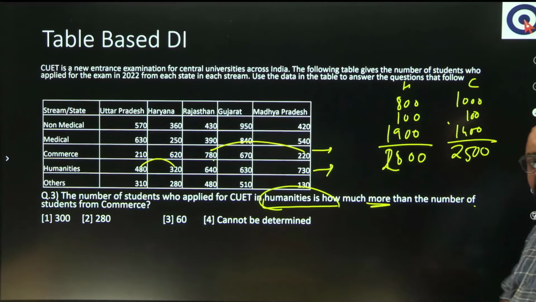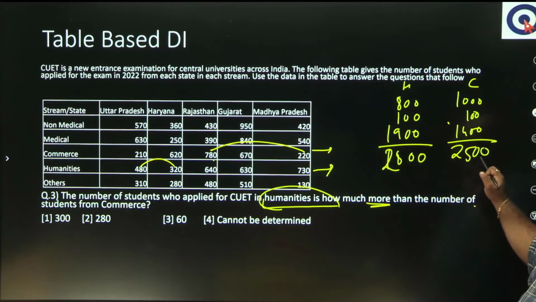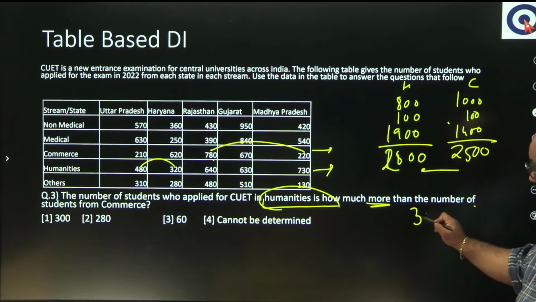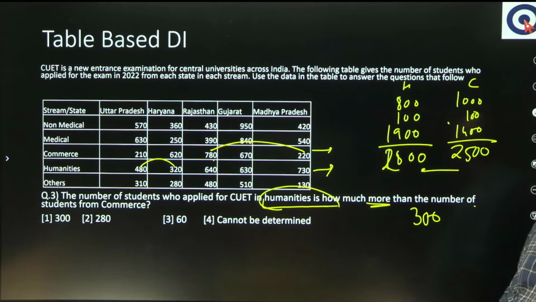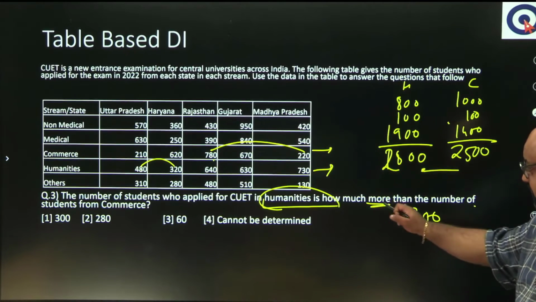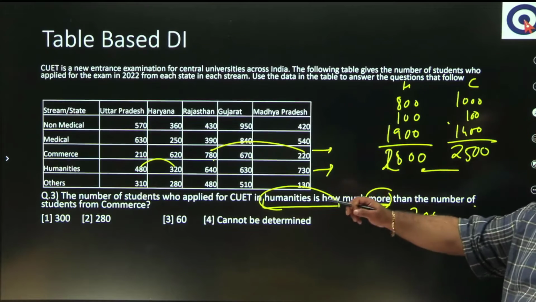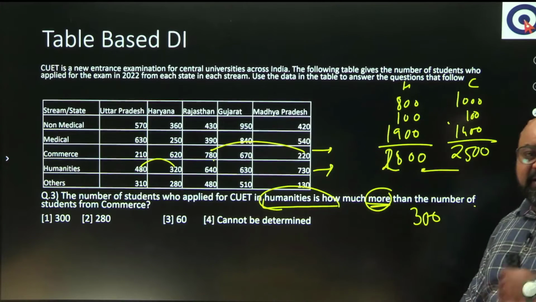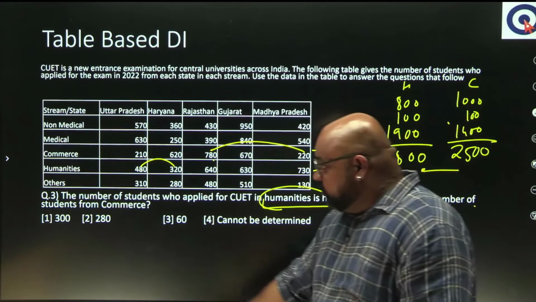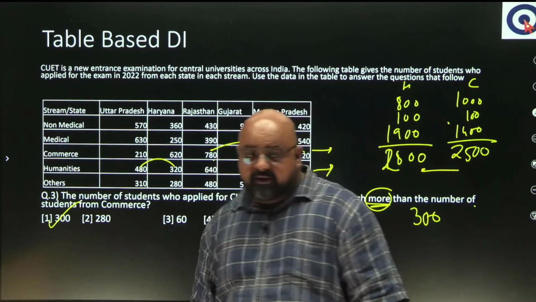So I have to find out how much this number is more than this number. So what is the difference actually? 300. And that is where I stop. How much is this more than the number of students of commerce? Commerce was 2500, humanities is 2800. So the difference is 300.